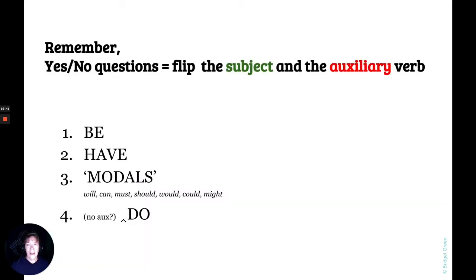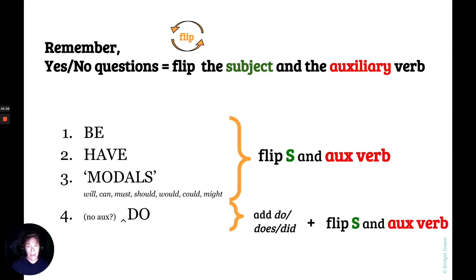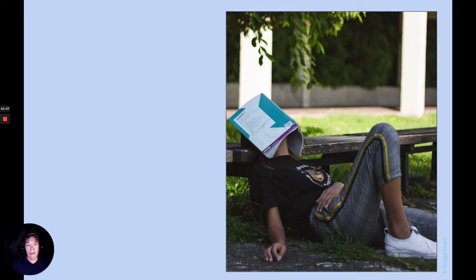Okay. Right, remember, for yes-no questions, you flip the subject and the auxiliary verb. Now, if it's the be, have, or modal, just flip. If there's no auxiliary, then you add do, does, or did, and then you flip. Okay?